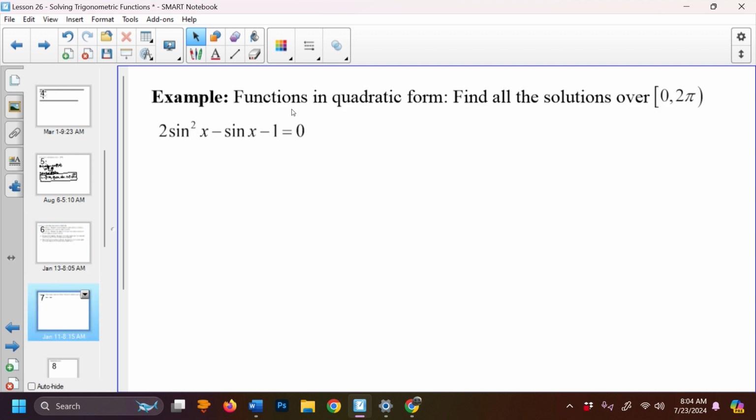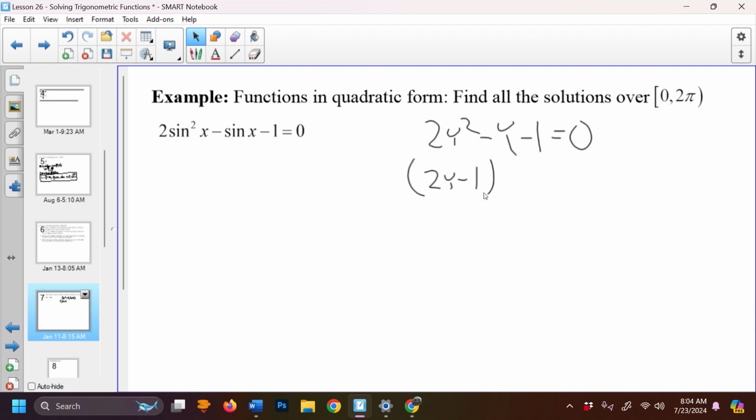The example says functions in quadratic form. Find all the solutions over 0 to 2 pi. Now, for just a moment, I'm going to ask you to think of it as if it were 2y squared minus y minus 1 equal to 0. Now, this thing is easy to factor. It's 2 times y minus 1 times y plus 1. And then we'll use that property of product of zeros and set each of these equal to 0. So I'll get positive 1/2 and negative 1.